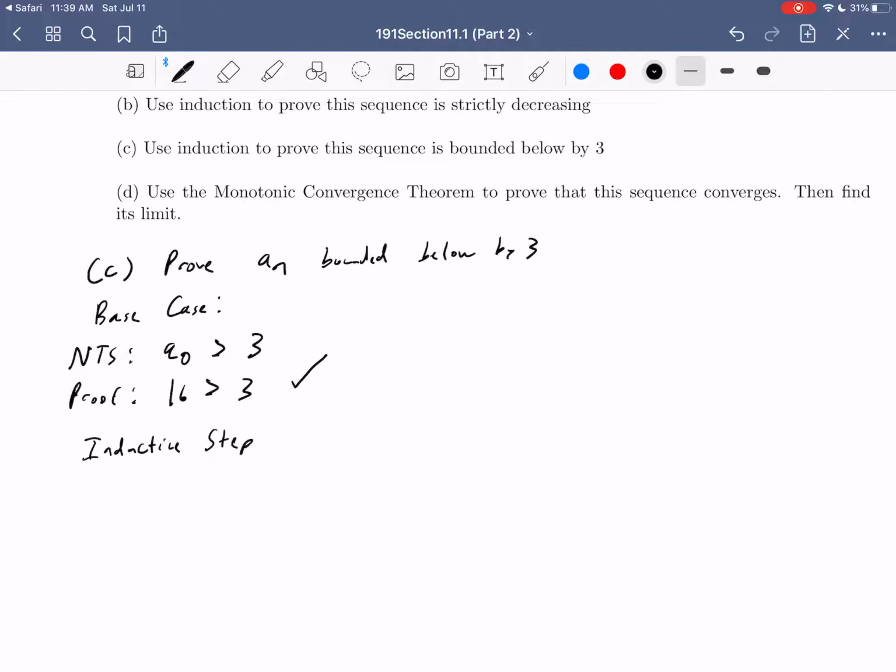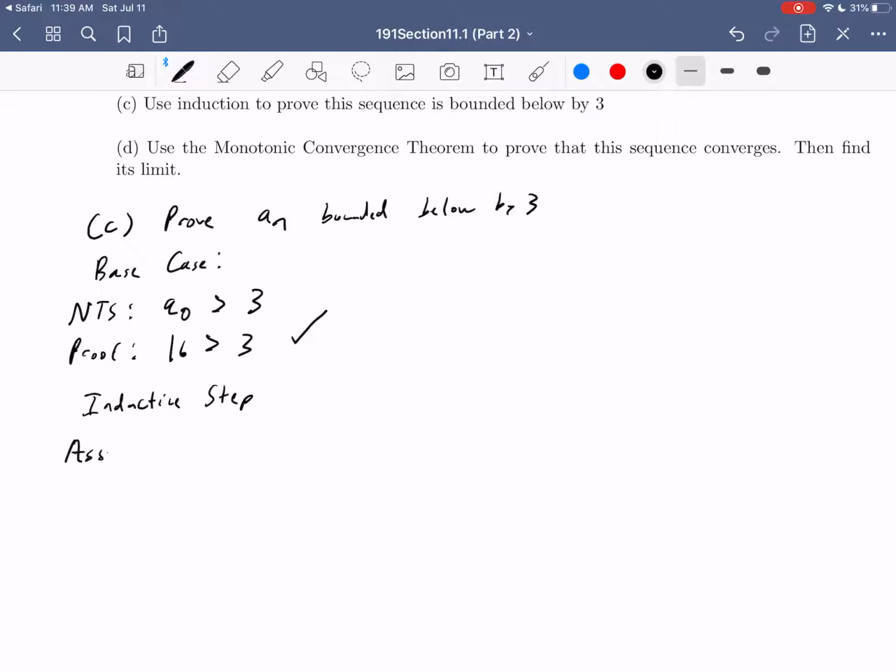So for our inductive step, we're going to assume A sub k is greater than 3. So we're going to assume that at some moment in the future, we're still greater than 3. And we need to show that if we step forward, AK plus 1 will also be greater than 3. So that's our inductive step. We'll go ahead and do the proof over here.